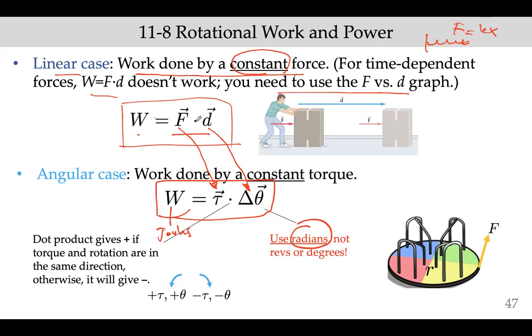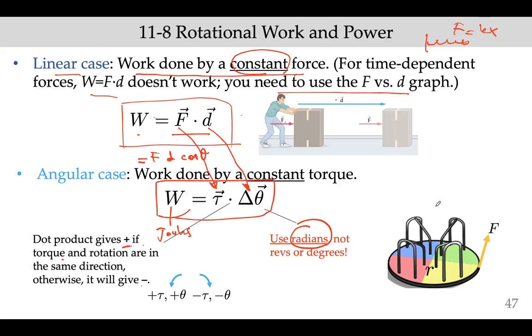Now, what is that dot product? Well, that dot product gives the angle between F and D. So if F and D were in the same direction, it will bring a positive sign. If F and D were in opposite directions, it would create a negative sign, because this dot product, if you remember, means F times D times cosine theta. If they're in opposite directions, cosine 180 will create a negative sign. Now, what is the meaning of this dot product here? It gives positive if torque and rotation are in the same direction, otherwise it will give negative, which means torque and rotation are in opposite directions.